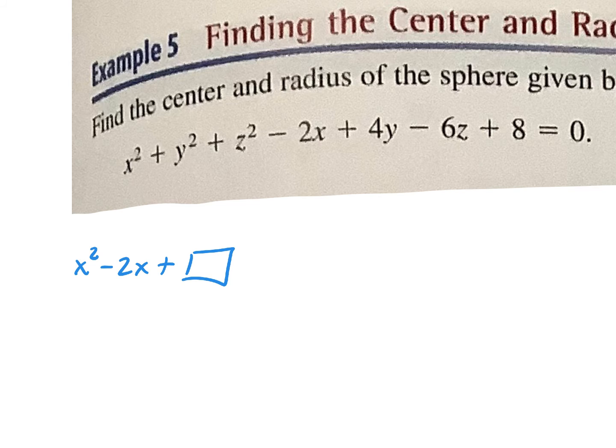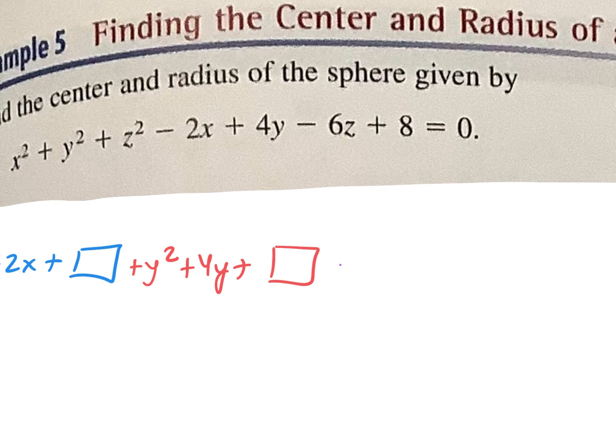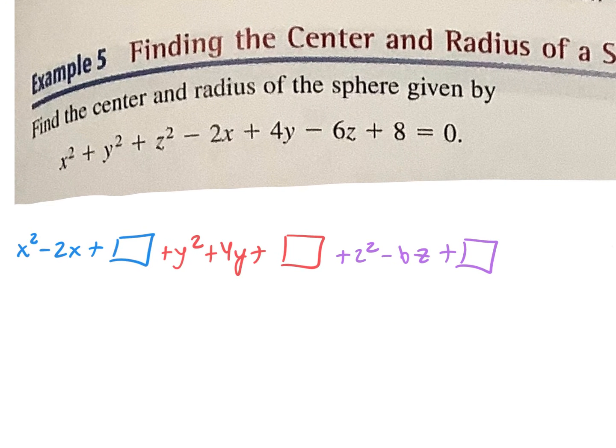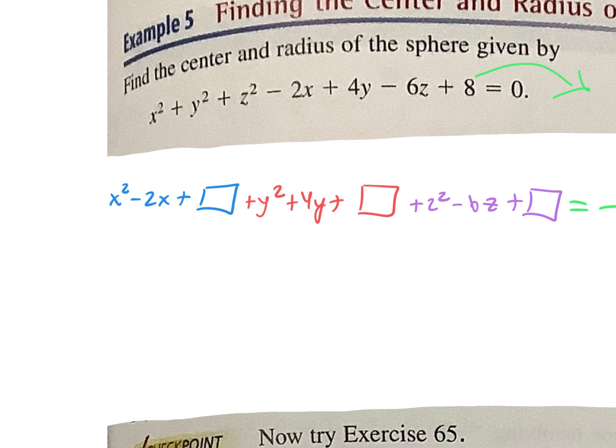All right, so let's do another color. So then I have y squared plus 4y plus the box, right? And then what's another color? We'll do purple. So I have z squared minus 6z plus the box. And then what happens to that positive 8? If I'm completing the square, what happens to that positive 8? We move it over, right? And it becomes what? Negative 8. All right, so we're completing the square, guys, 3 times.